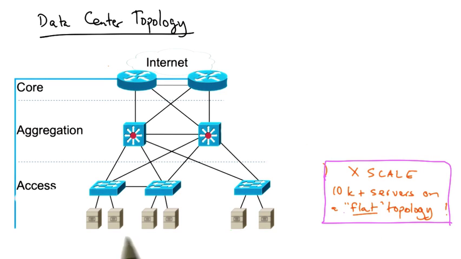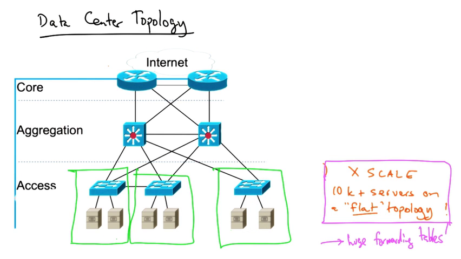Recall that the scale problem arises because we have tens of thousands of servers on a flat layer 2 topology, where all of the servers have a topology-independent MAC or hardware address, and thus, in the default case, every switch in the topology has to store a forwarding table entry for every single MAC address.